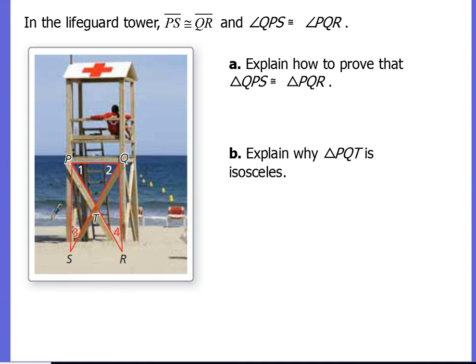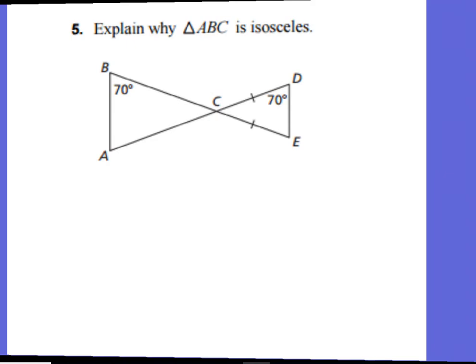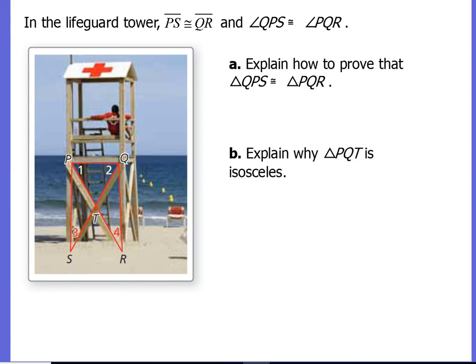We know that PS is congruent to QR. So go ahead and make that mark. PS is congruent to QR. We know that angle QPS, this angle right in here, is congruent to angle PQR. So PQR, that angle right in there.